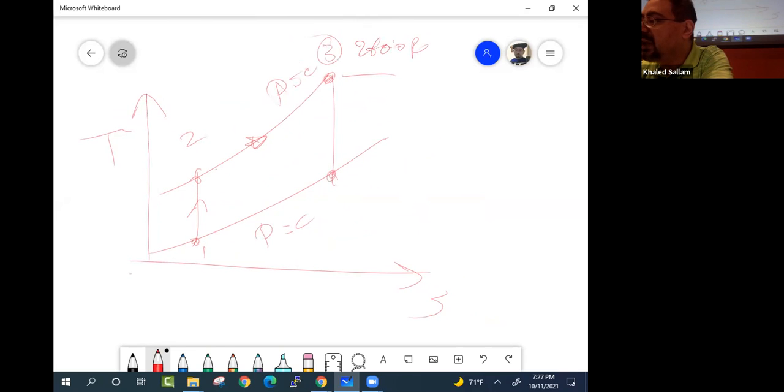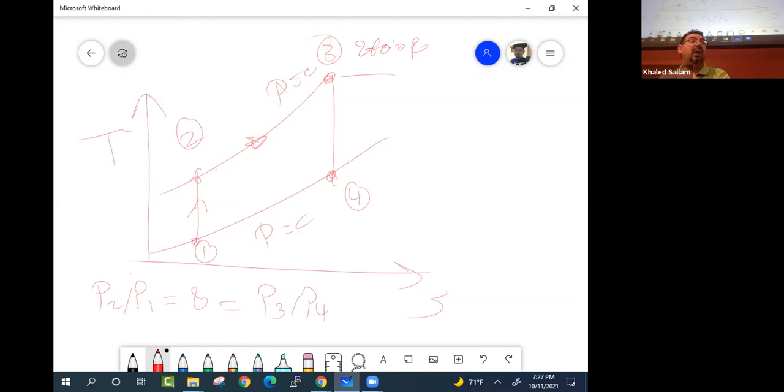So this is 3, and this is 4. And the pressure ratio, he said P2 over P1 is 8. And that's also happened to be P3 over P4. So the compressor runs on the same pressure ratio as the turbine. And so 4 is not hot enough to go to the steam power plant.